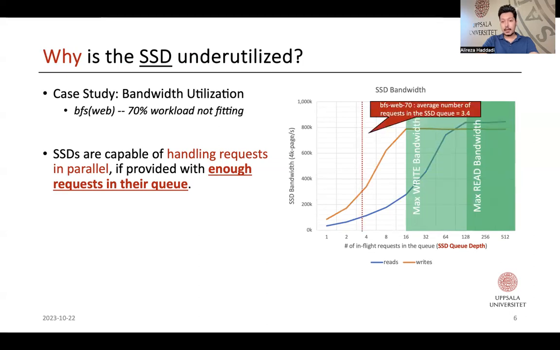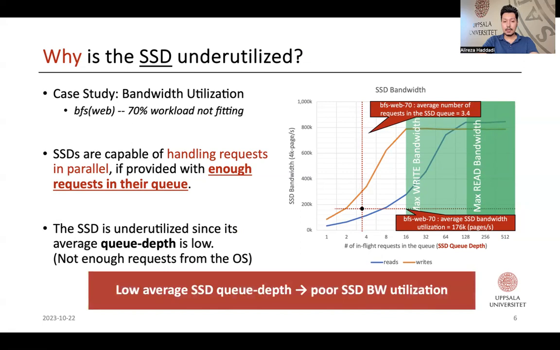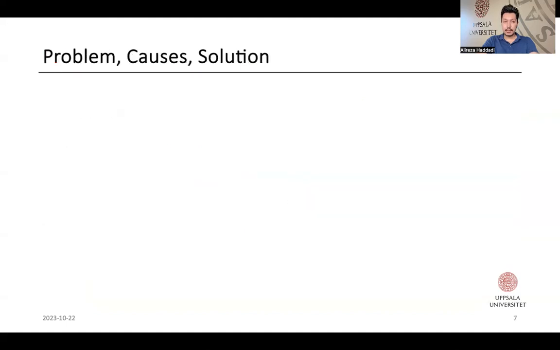So our case study, on average, can provide 3.4 requests in the SSD queue, and in turn, its bandwidth utilization is less than 200K pages per second. So the SSD is underutilized since its average queue depth is low, or in other words, there are not enough requests from our case study for the SSD. So the low average SSD queue depth results in poor SSD bandwidth utilization.